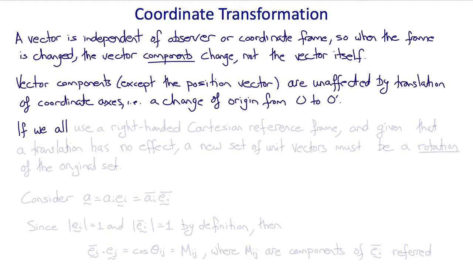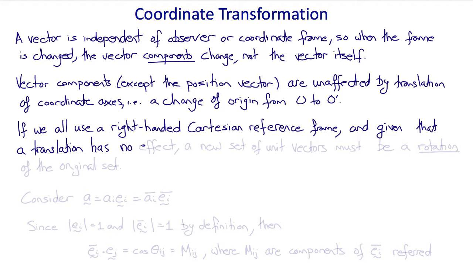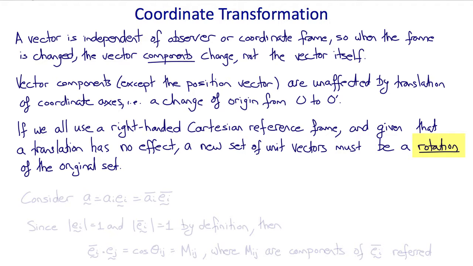Now, if all observers agree to use a right-handed Cartesian reference frame, and given that a translation of the reference frame, a change of origin alone, has no effect, then a new set of unit vectors can only be a rotation of the original set of unit vectors. Let's consider the vector A with components A_i in a coordinate frame with unit vectors e_i, and components A_i bar in a different coordinate frame with unit vectors e_i bar.